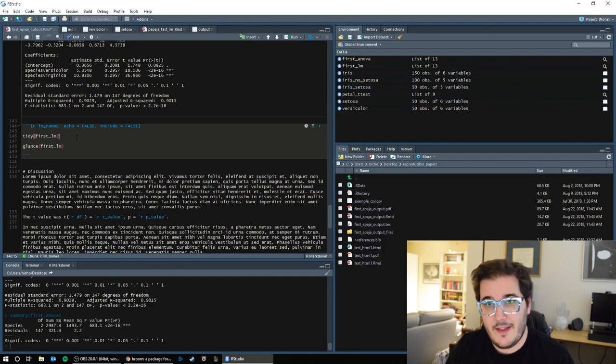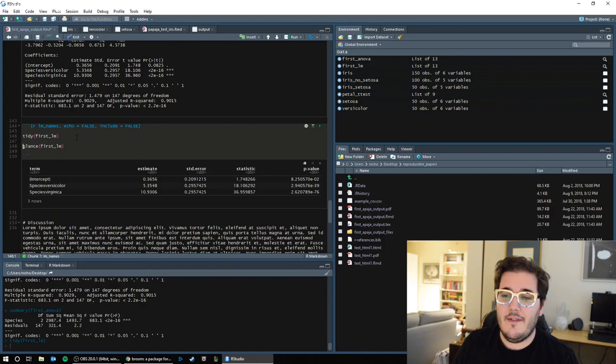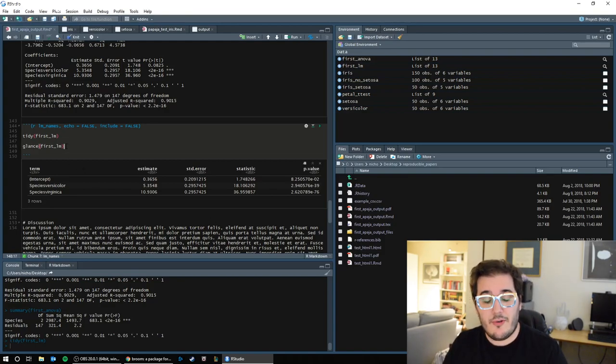So if we go all the way back down, we can use the tidy function. So tidy and then the object of your linear model, first_lm. And that gives you this. It gives you your intercept, your species versicolor, your species virginica. These are the terms, your predictors, in your linear model. It gives you the estimate, the standard error, the statistic, so this is the t-statistic, and the p-value. So very small, very small, very small.